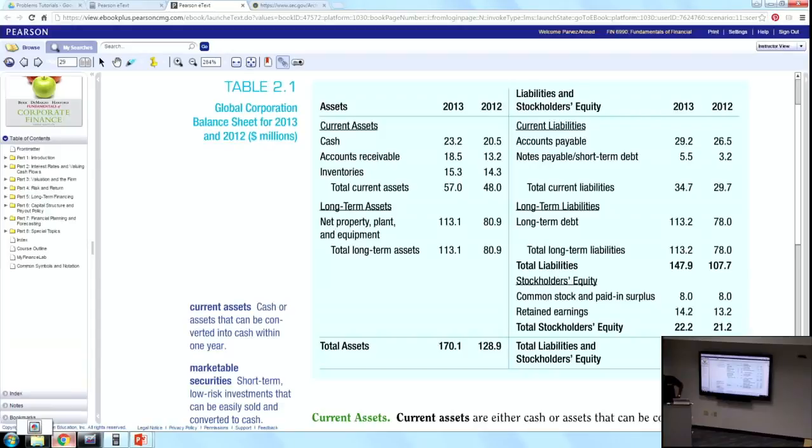In the first scenario, they say if Global used 20 million of its available cash to repay 20 million of its current debt. So if you look at cash, which year are we looking at? For 2013. So 2013, Global had a cash of 23.2. You can see this under cash.